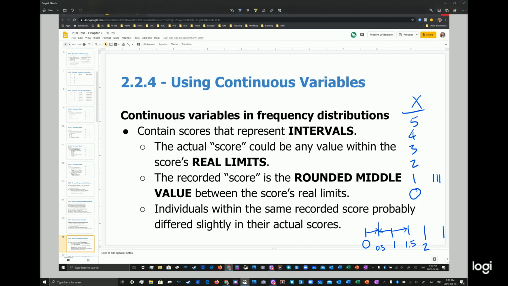So again, remember, when you are dealing with a continuous variable in a frequency distribution, the numbers you see are actually rounded middle values. That's what this is about. And there are real upper and lower limits. Again, that's half of the interval above or below that number, that rounded middle value. Usually you would get values like 1, 2, 3, 4, 5. So the interval is 1. And so the limit would be half that distance above and below, as we talked about in the last chapter.